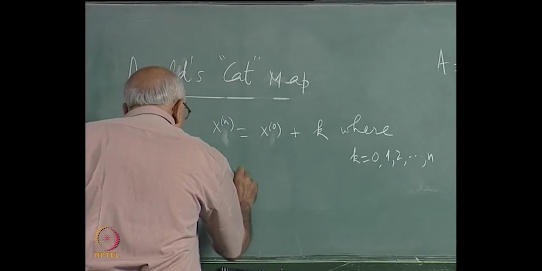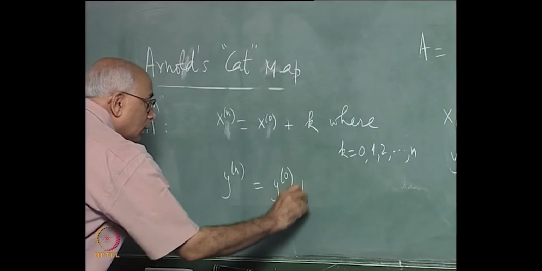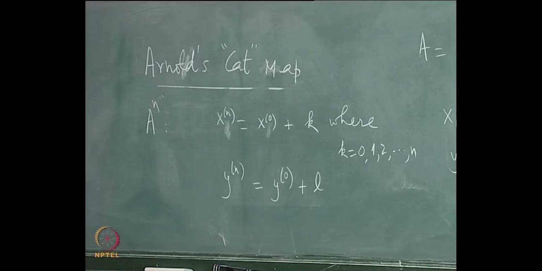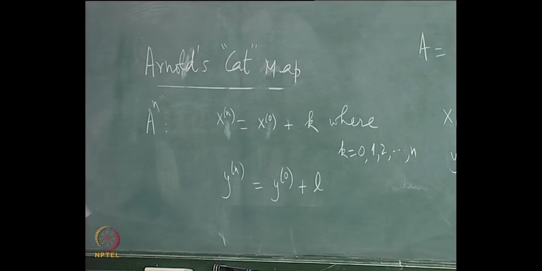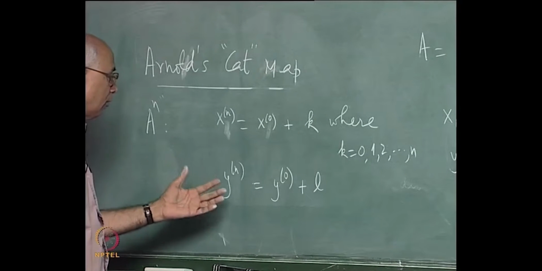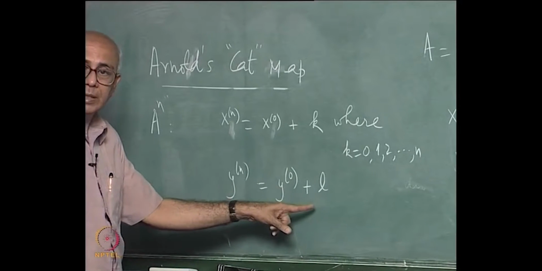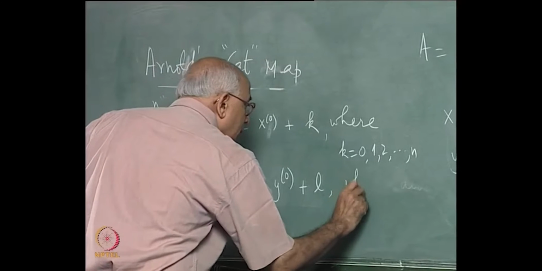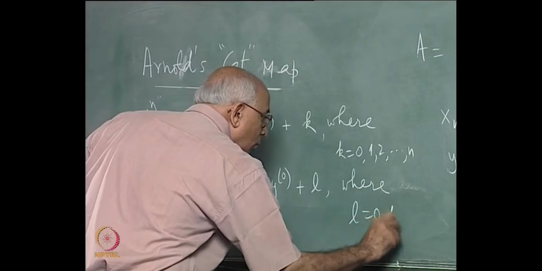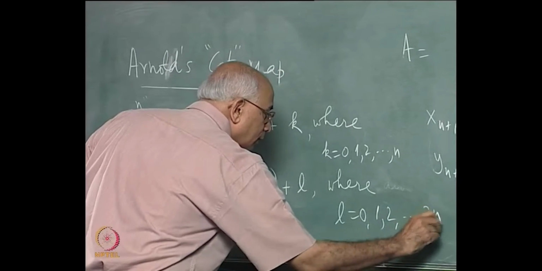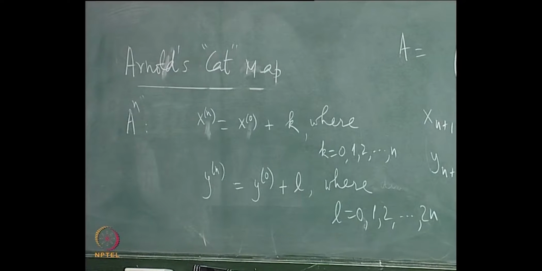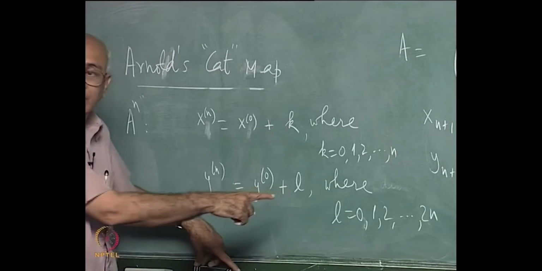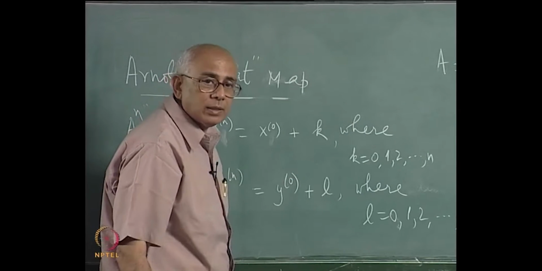Similarly, y_n is equal to y naught plus L, if y naught is a fixed point of A to the power n, and so is x naught. If x naught, y naught is a pair, a fixed point of the map A to the power n, then after n iterations this must go to this plus an integer, where L equals 0, 1, 2 up to 2n, because it could go right up to 2n, and then in the modulo 1 that integer part goes away. Now this will help us find where the fixed points of the map and its iterates are.